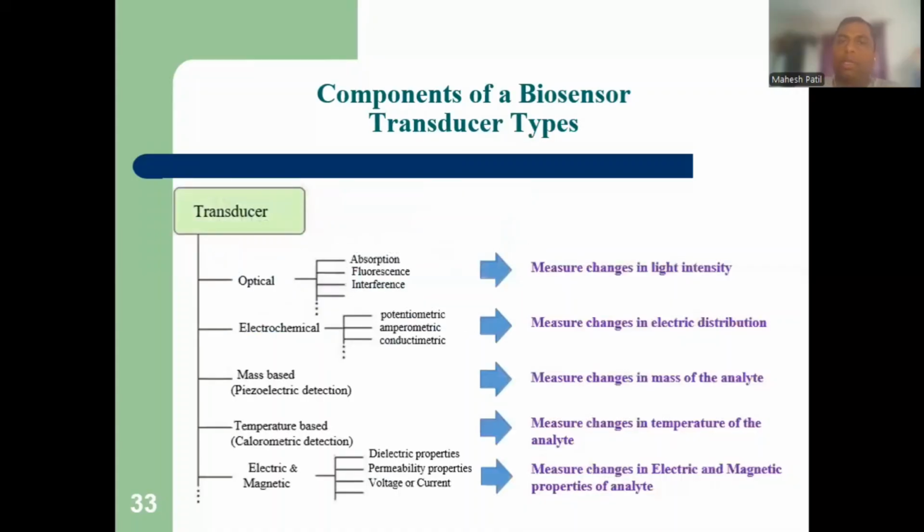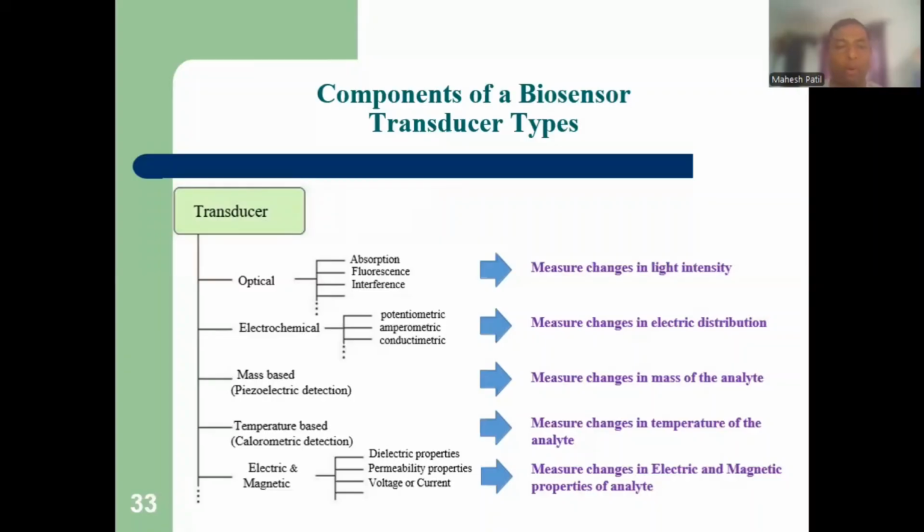This is the same slide which we have already discussed. Here it is presented in a different way: what kind of transduction mechanism, what are its types, and what happens in those categories. I have an optical transducer. What dependent mechanisms? It may be an absorption phenomenon, fluorescence, or interference of light. Here we basically measure the changes in light intensities, and an appropriate signal is given to the next processing.